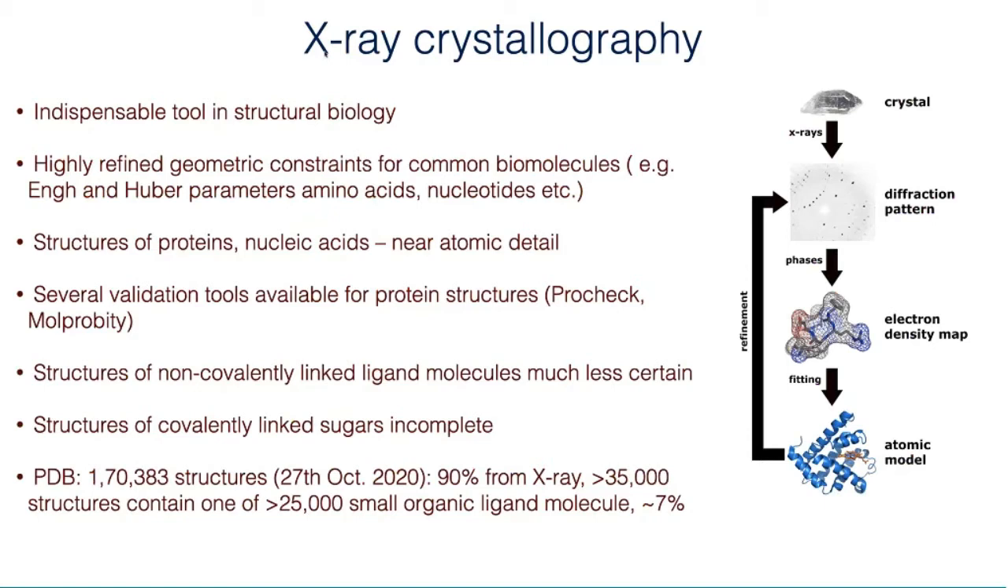But when you have a small, non-covalently bound organic molecule in the binding pocket, those structures could be much less certain. For example, the Protein Data Bank is updated every Tuesday of the week, and as of this week we have about 170,000 structures. Out of these, 90% come from X-ray crystallography, and out of that, roughly 35,000 structures contain at least one small organic ligand molecule.